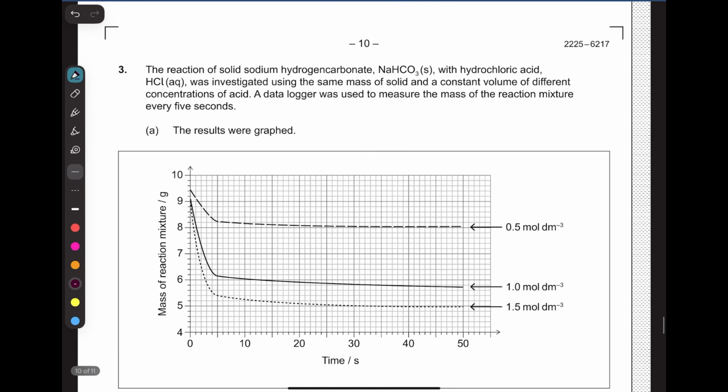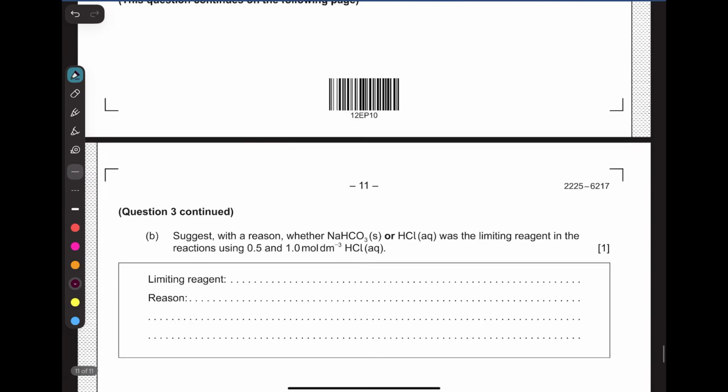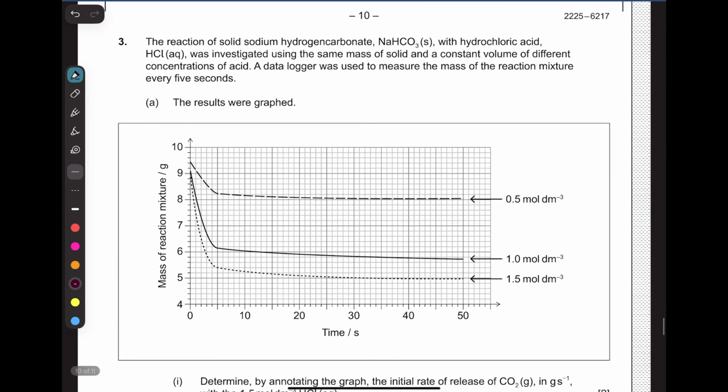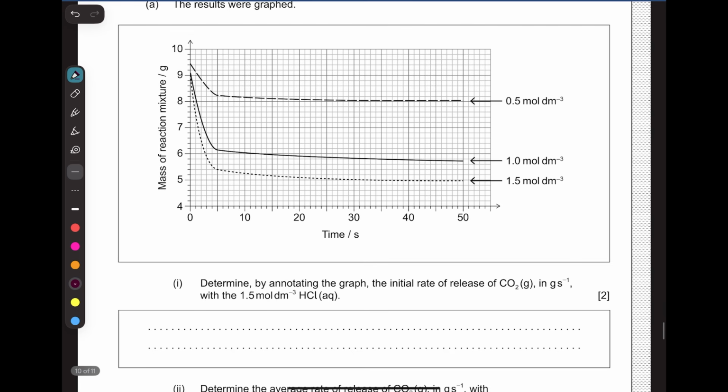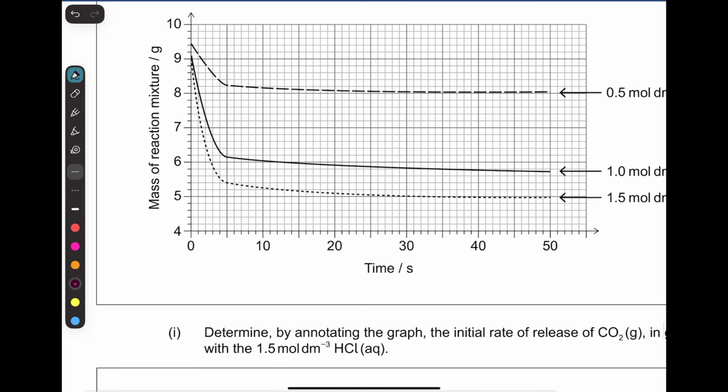Done. Now this would be the last question. Reaction of solid sodium hydrogen carbonate with hydrochloric acid was investigated with the same mass of solids, so same mass of NaHCO3, and constant volume of different concentrations of acid. Data logger was used to measure the mass of the reaction mixture. The results were graphed. Determine, by annotating the graph, the initial rate of release of CO2 with the 1.5 mol per dm³ HCl. This is the 1.5 mol per dm³ HCl, the dotted line.